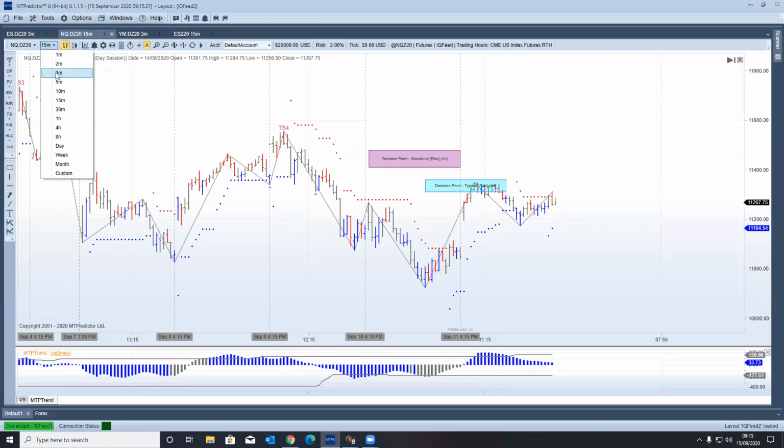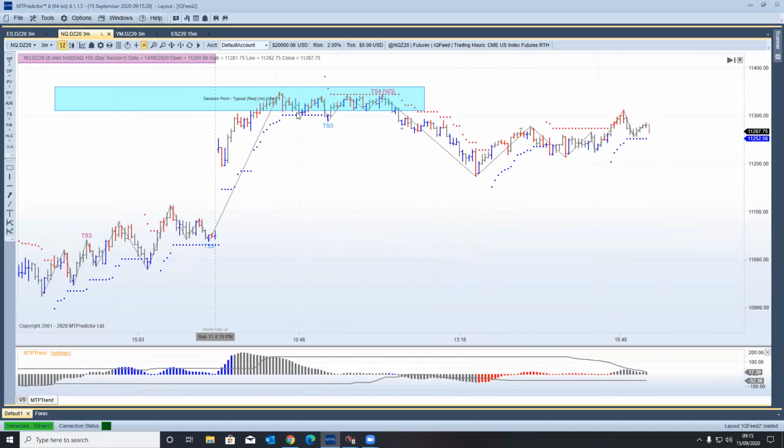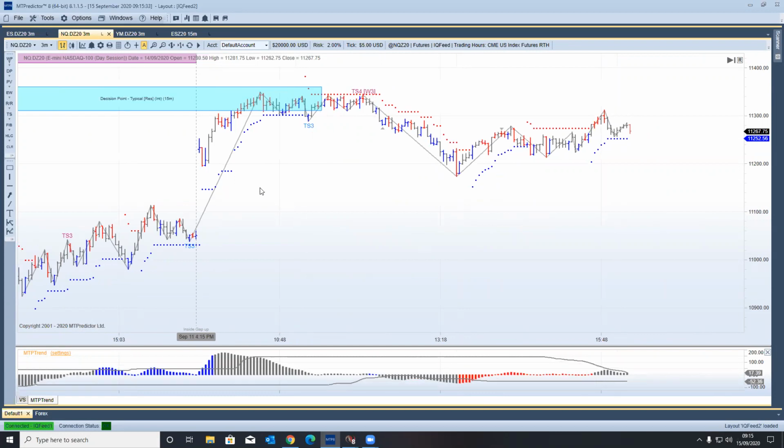So now let's go down to the 3-minute chart and just look at this. Here's the 15-minute resistance. Comes up, hits that DP, comes down, gives a buy setup. Our MTP trend is grey, so it shows it's in the process of making a reversal. So what do you all think about this TS3 buy setup here, this one? Do you think that would be a good one to take?